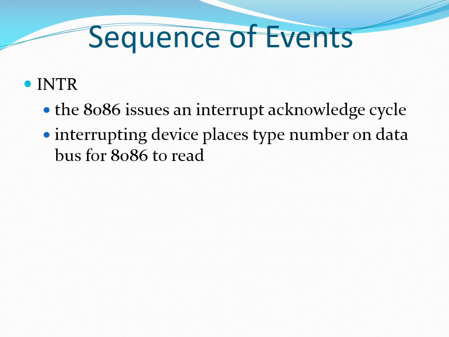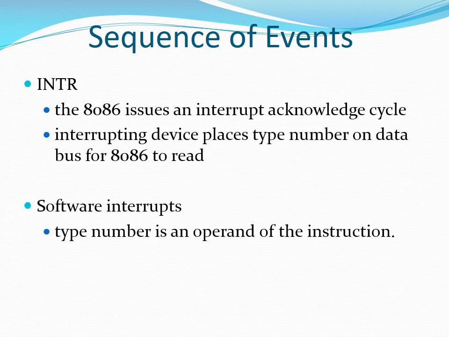Let's zoom in on how the INTR and the software interrupts supply the type numbers. For the INTR, the 8086 issues an interrupt acknowledge cycle on the system bus. After receiving the interrupt acknowledge cycle, the interrupting device places the type number on the data bus for the 8086 to read. For software interrupts, the type number is supplied as an operand of the instruction.